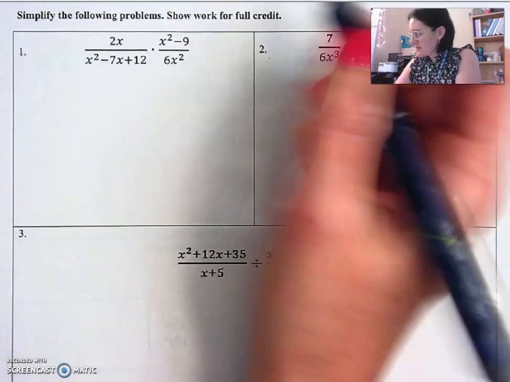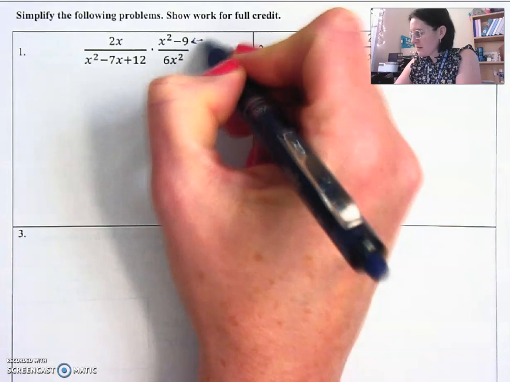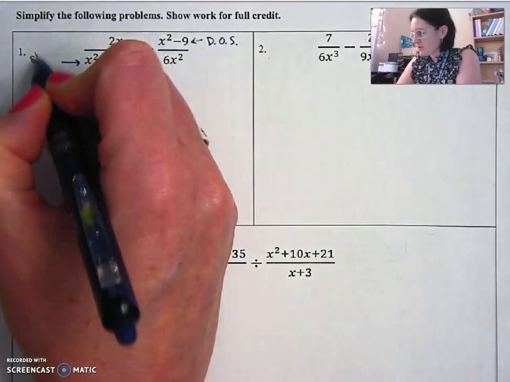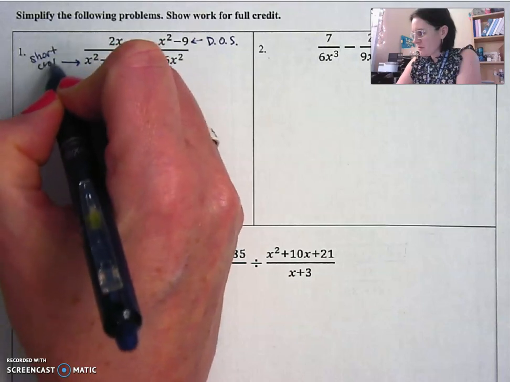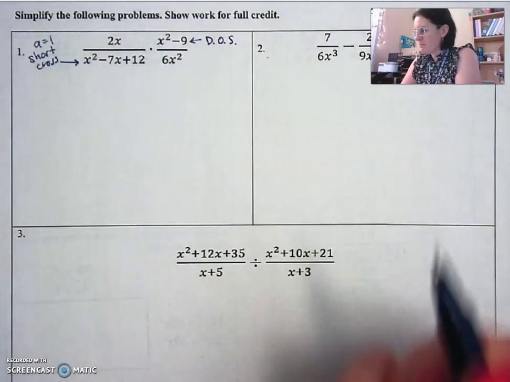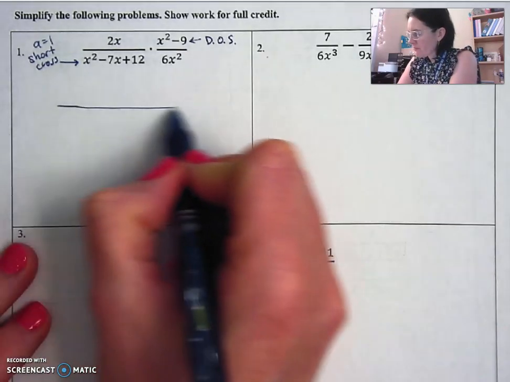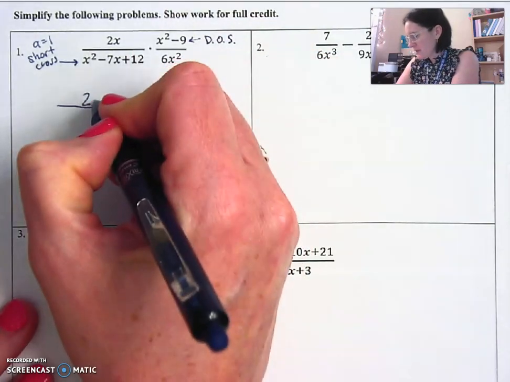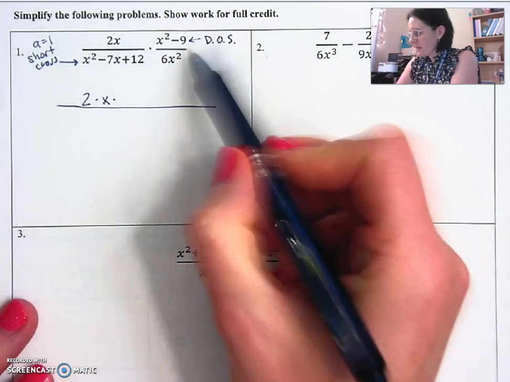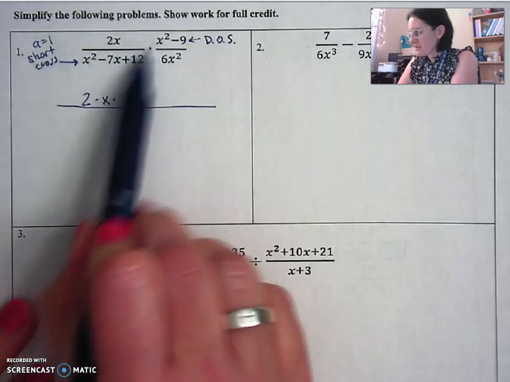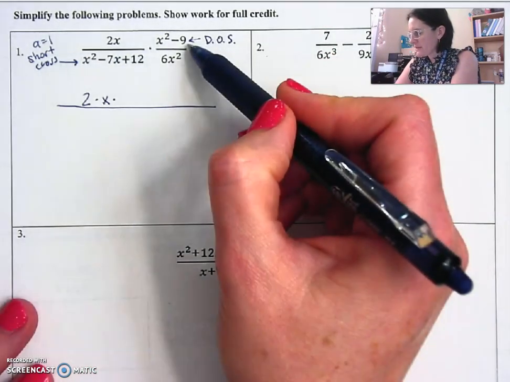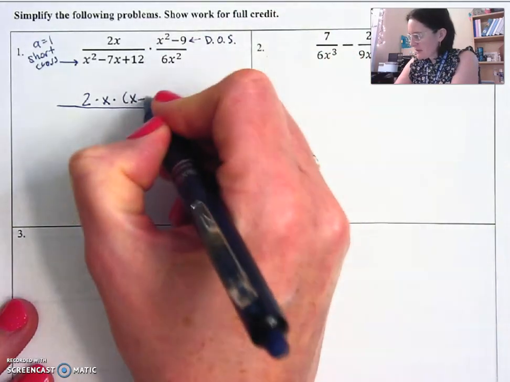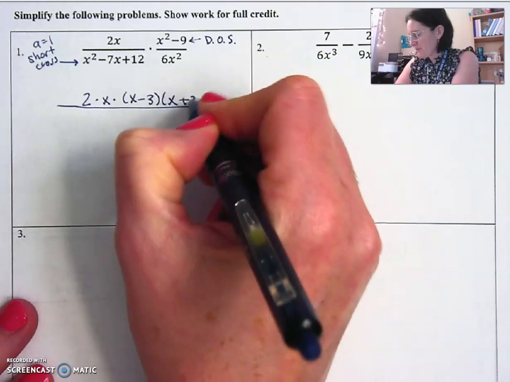So my factoring methods for here are difference of squares. Here is the short cross method when a equals 1. In this first numerator, I can't factor, so I'm just going to leave it as 2 times x. Remember, multiplying fractions, you go across the top, across the bottom. So the second numerator, difference of squares, is going to give me x minus 3 times x plus 3.